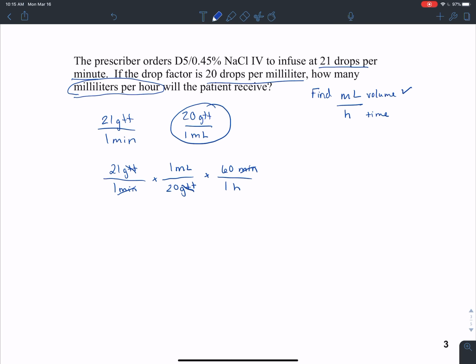each other out. When I multiply straight across, that gives me 1,260 over 20. And when I divide, that gives me 63 milliliters per hour. That is already a whole number, so I do not need to round.